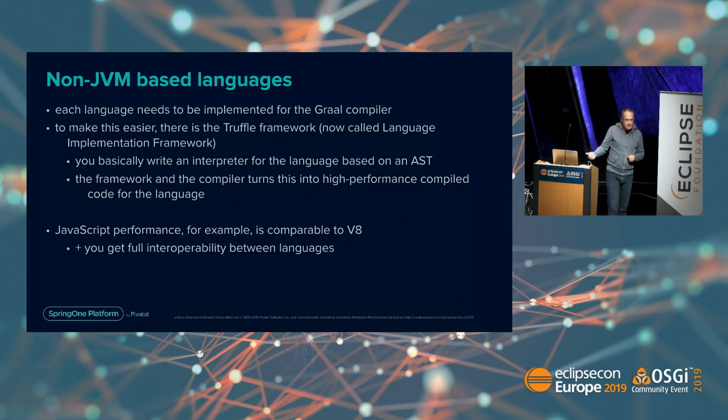For example, what they did is they implemented JavaScript based on the Truffle framework. So they wrote an interpreter for JavaScript based on ASTs. And in the end, the compiled machine code from the Graal compiler is comparable to the V8 engine that's inside of Chrome. Just to give you a hint of what I mean when talking about a highly optimizing compiler and the highly optimized machine code that comes out of that. Even for a little bit strange language like JavaScript, if you implement it this way, the resulting engine using this compiler is really, really fast.